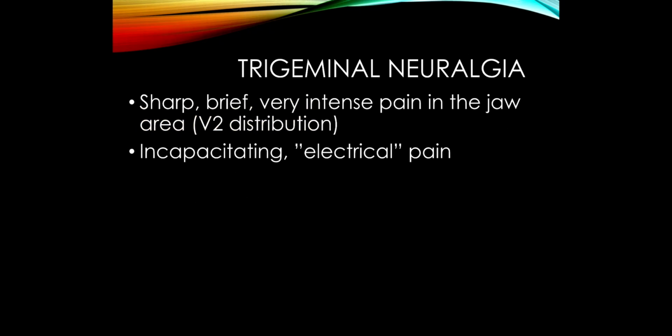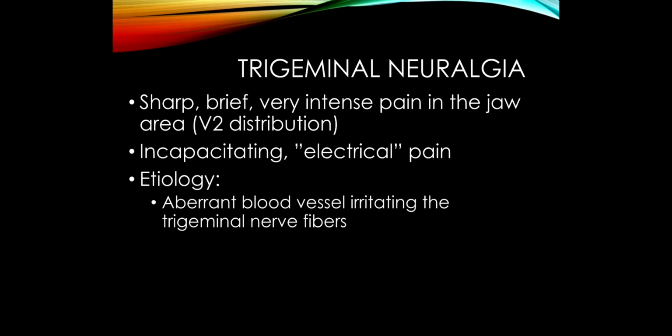Now, trigeminal neuralgia is a distinct facial pain syndrome. It's usually in the V2 distribution, and the pain here is just horrible. Usually it has an electrical quality. It's very brief and intense, but it's right in the jaw area. What happens in trigeminal neuralgia is we think in most cases there's an aberrant blood vessel sitting next to the trigeminal nerve fibers just as they enter the pons. That irritates the trigeminal nerve and triggers the episode of pain.